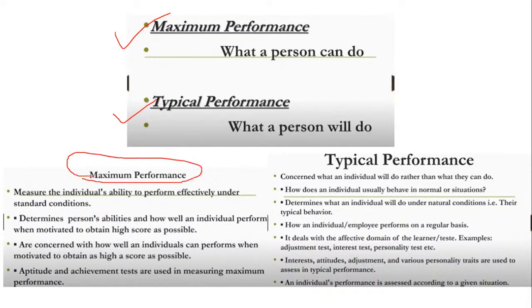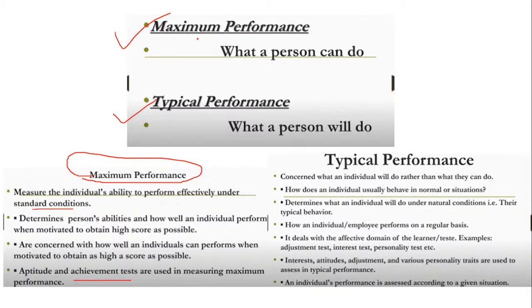When we talk about maximum performance test, it is basically the measurement of an individual's ability to perform effectively under standard conditions. So there are some standard conditions in which a person has to perform. That may be a time limit, and different aspects, for example logical reasoning, general knowledge, and so on. So it determines a person's ability and how an individual performs when motivated to obtain as high a score as possible. They are concerned with how well an individual can perform when motivated. Aptitude tests and achievement tests are used in measuring maximum performance.